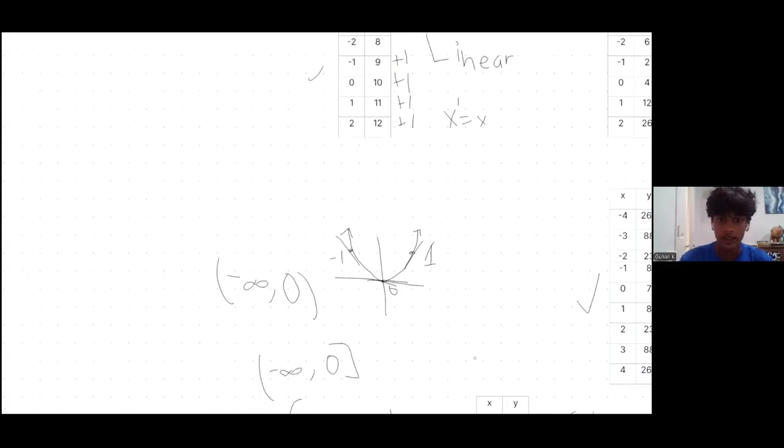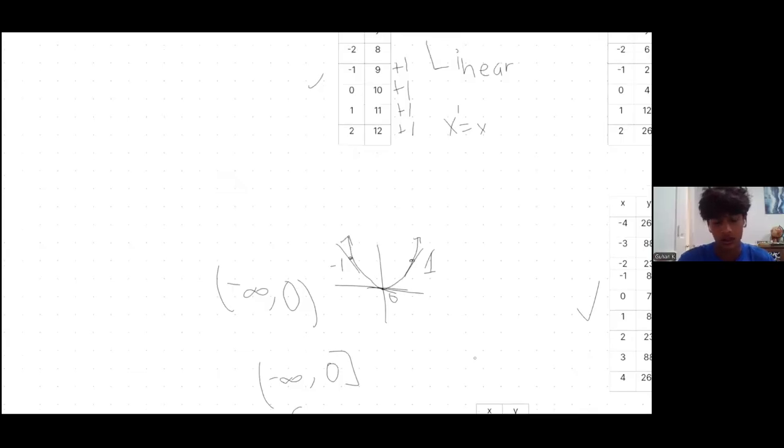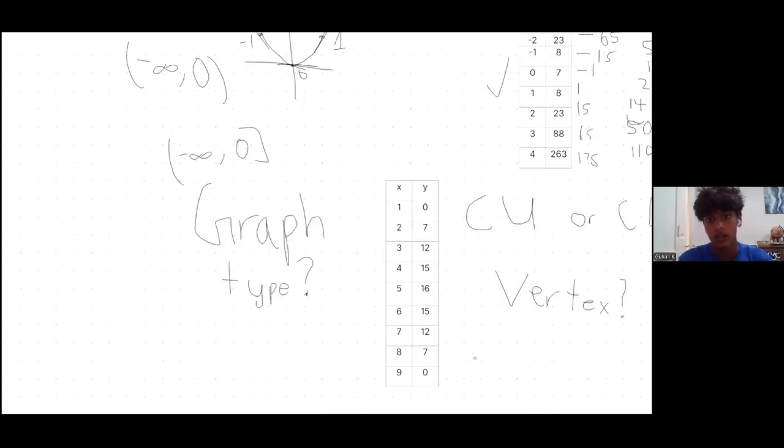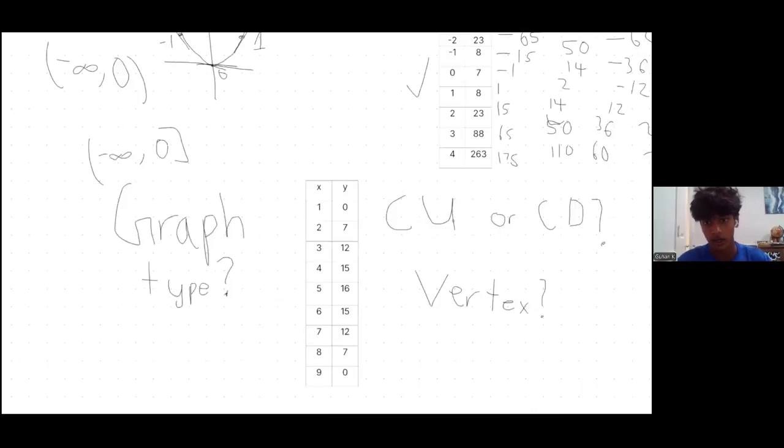Okay, now let's look at an example question combining these upper two topics. Okay, so what is the graph type? Is the graph concave up or concave down? And where is the vertex on this graph? Okay, so these are questions that I want y'all to answer. You guys can go ahead and pause the video. I'm going to explain it in three, two, one.